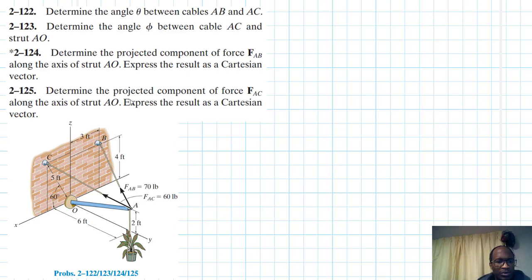So when we talk about projected, we can either use an angle if an angle is there, or we can use the dot product. In this particular case, we're going to use the dot product for the third and the fourth. The first one, we are also going to use the dot product to find the angle between those cables and between the cable and the strut.